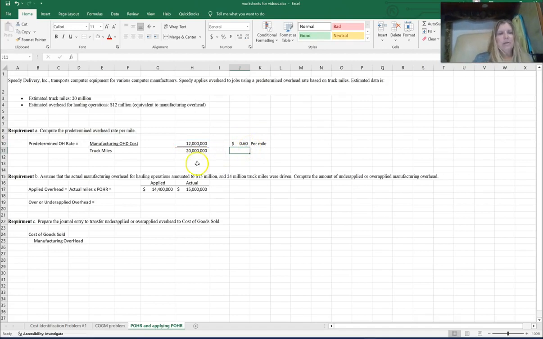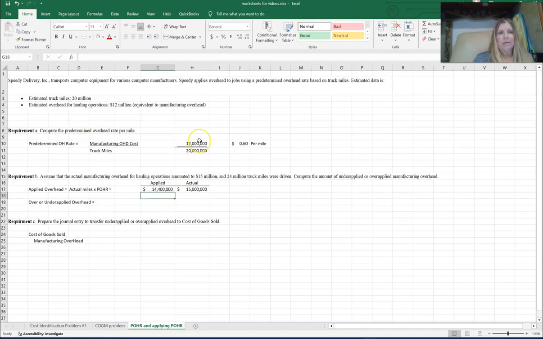So the next thing we have to do is calculate what the manufacturing overhead was. So they said that their actual overhead is 15 million. I went ahead and filled that in down here. And they actually drove 24 million miles. So we have to take that 24 million miles and multiply that times the 60 cents per mile to get what was applied. So that's 14,400,000 is what we applied based on our estimates, right?